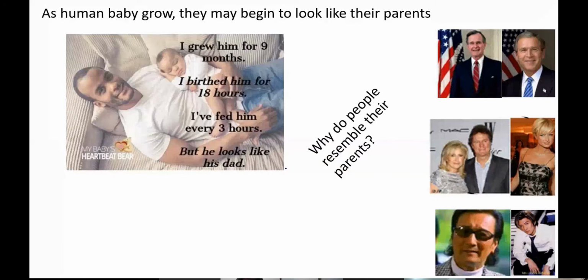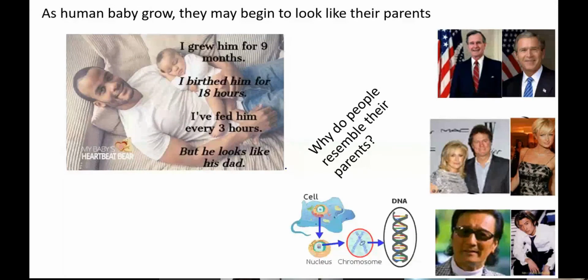It is because of inheritance, because of the DNA. Deoxyribonucleic acid. This is DNA, deoxyribonucleic acid. It can pass from our parents to the offspring. DNA consists of the chromosomes that can carry the traits, that can inherit the traits from one generation into the next generations.